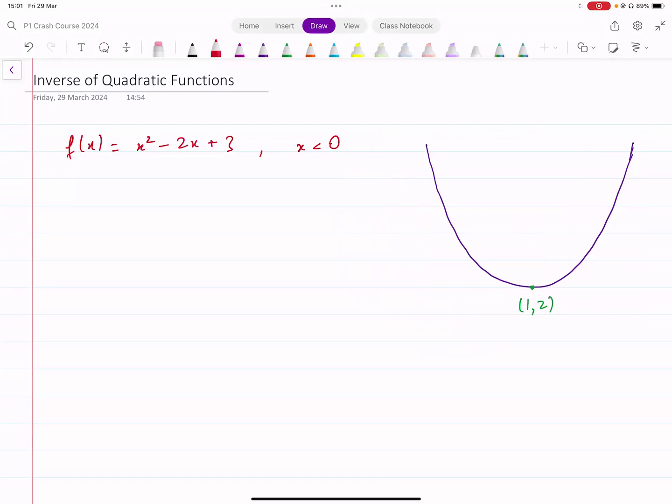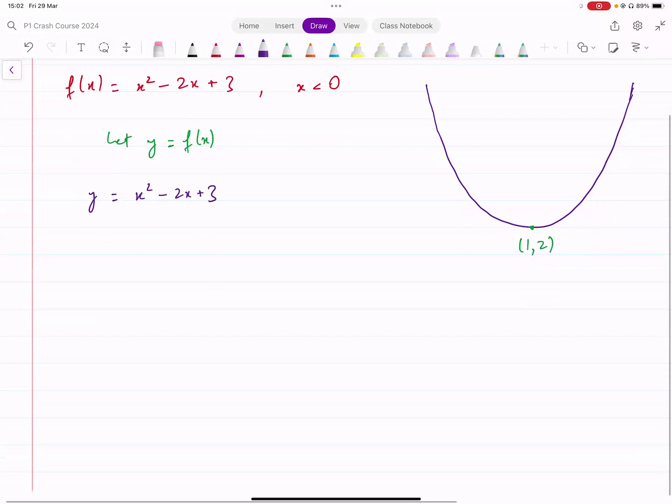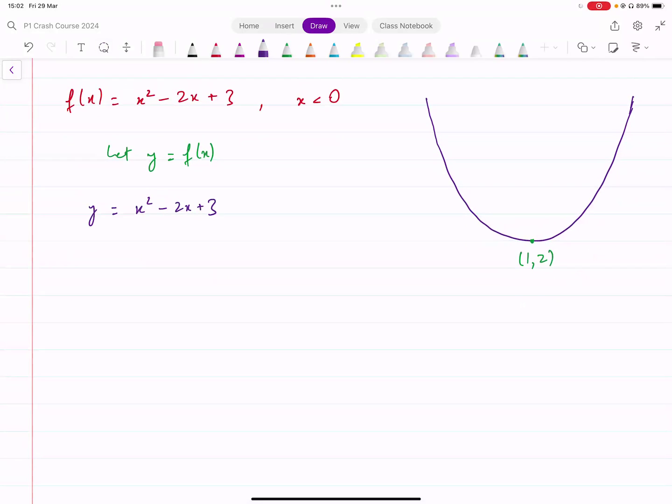Now, how do you find the inverse of this function? Let's think about this. Remember the process that we have for finding inverse? We will do exactly the same thing that we used to do for linear functions in the beginning, as in we will start by supposing y equals f of x. In place of f of x, we put y, and now this becomes y equals x squared minus 2x plus 3. This is what we have. And now the problem is we want to make x the subject, right? That's how you find the inverse of a function. You put y equal to f of x, then you make x the subject.